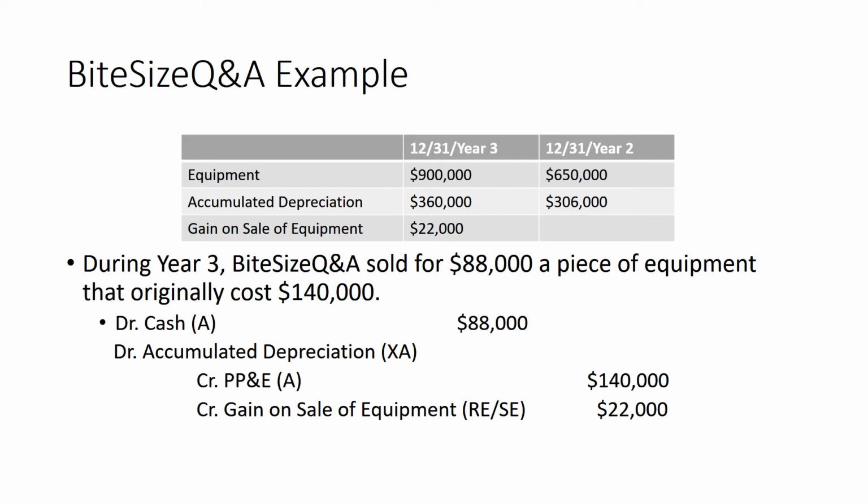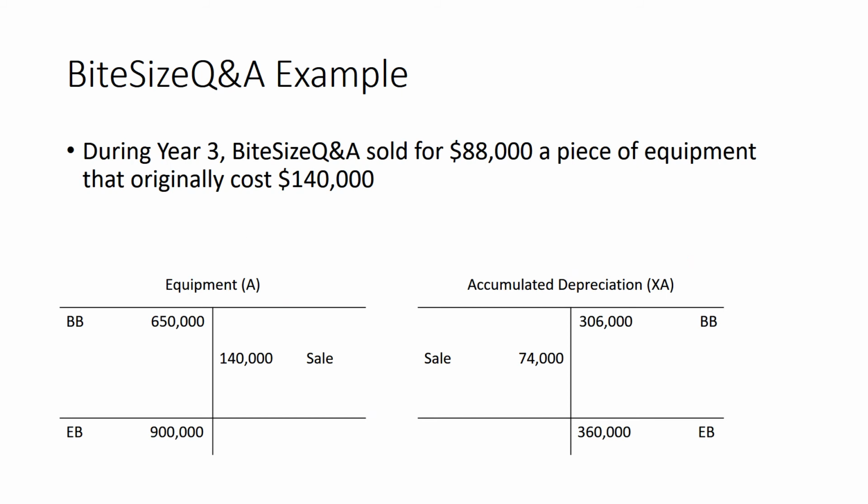But we know a clue. We know that the gain on the sale of equipment is $22,000. So if I were to look at this, we have $162,000 on the credit side and $88,000 on the debit side. So that means the accumulated depreciation amount must be $74,000 in order for my total debits to equal my total credits. We can record $140,000 on the right-hand side of our equipment for the sale and record $74,000 on the left-hand side of accumulated depreciation.